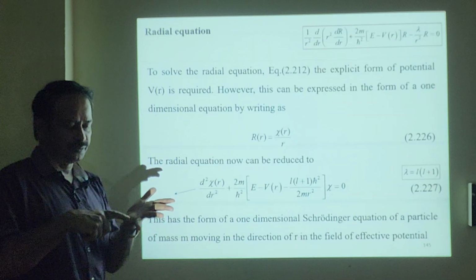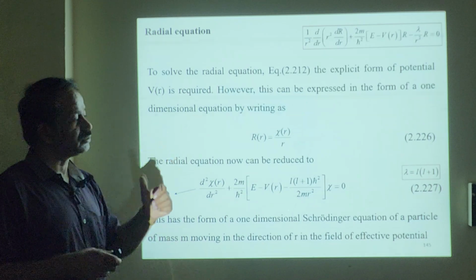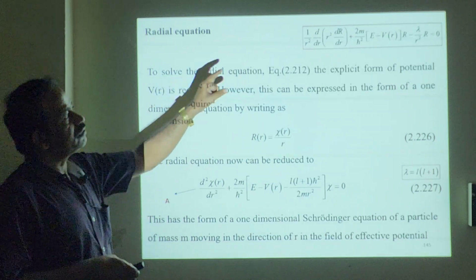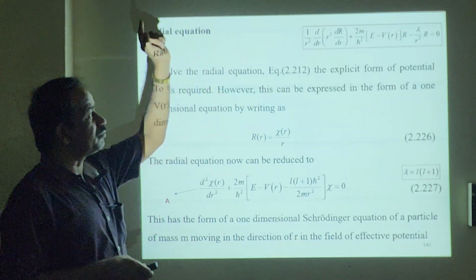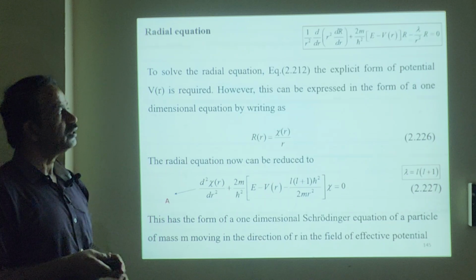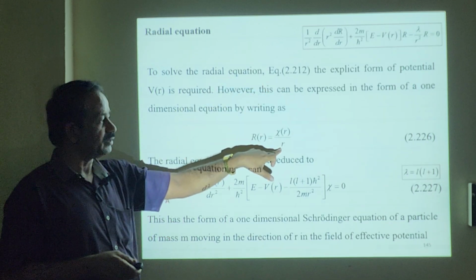Is it okay? So first we solve for the phi dependent part, and second the theta dependent part, and next is the r dependent, radial part. So this is your radial part, which we have taken from 2.212. Now here you just substitute R of r equal to chi of r divided by r.